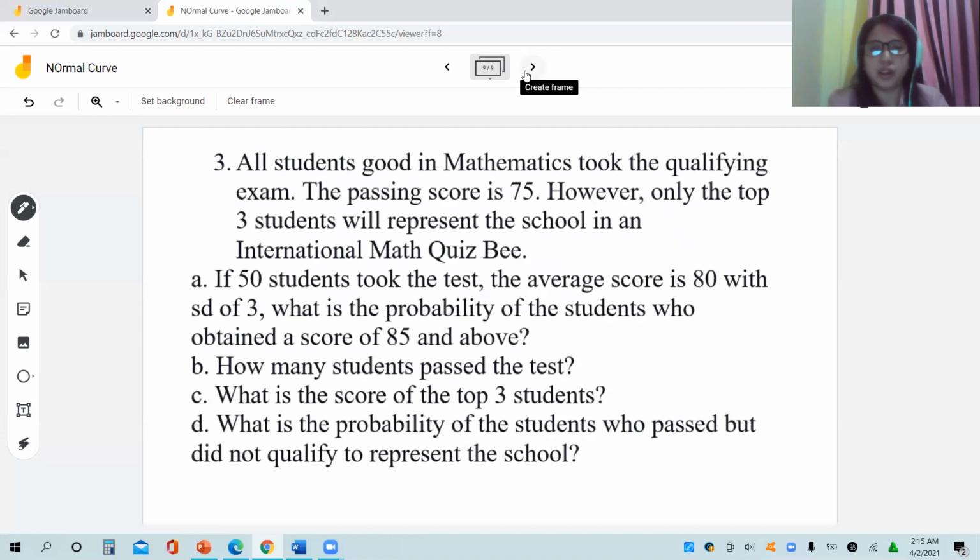Okay, let us move to a more challenging problem. All students good in mathematics took the qualifying exam. The passing score is 75. However, only the top 3 students will represent the school in an international math quiz bee. Letter A: if 50 students took the test, the average score is 80 with a standard deviation of 3. What is the probability of the students who obtained a score of 85 and above? Letter B: how many students passed the test? Letter C: what is the score of the top 3 students? And letter D: what is the probability of the students who passed but did not qualify to represent the school?